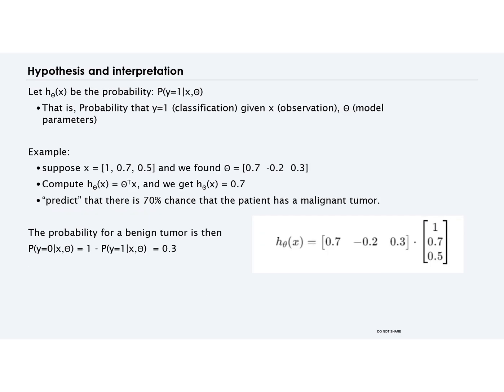Let us define h theta x as the probability that prediction is 1, cancer, given an observation x, and parameters theta. For example, if you make an observation of mean equals 0.7 and concavity equals 0.5, and if we have trained parameters of theta as 0.7, minus 0.2, and 0.3, then we can compute h theta x to be 0.7. So we predict that there is a 70% chance that the patient has a malignant tumor.